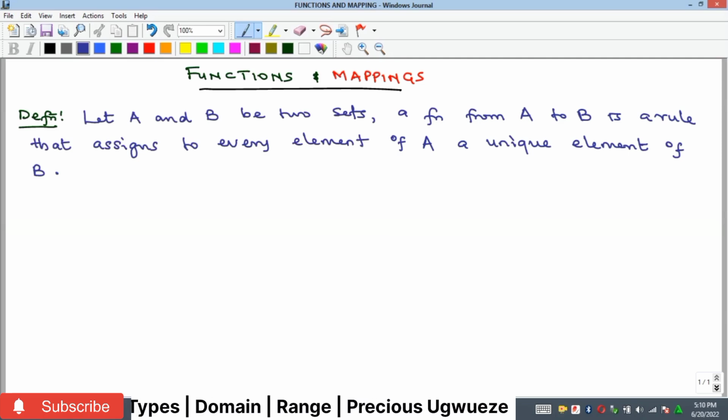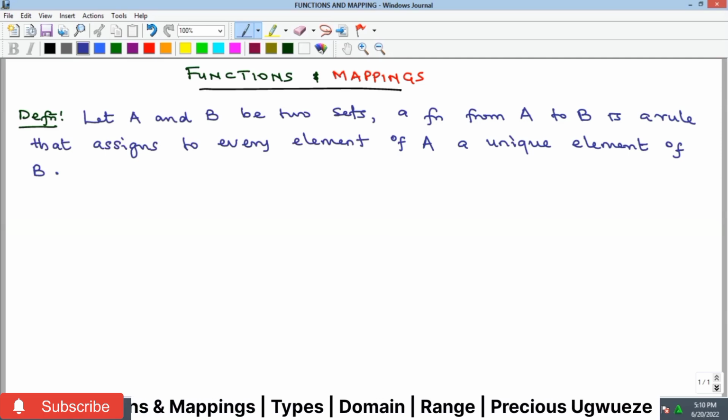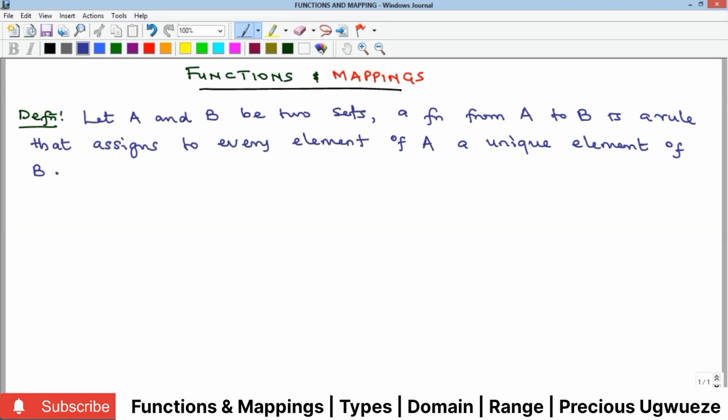My name is Precious Ugweze, and in this video we're going to talk about functions and mappings, which are almost the same. Alright, so what is a function? Definition. We say that a function is with respect to two sets. So there must be the presence of two sets, let's say set A, and another set B, and both of them must be non-empty, meaning they must contain elements.